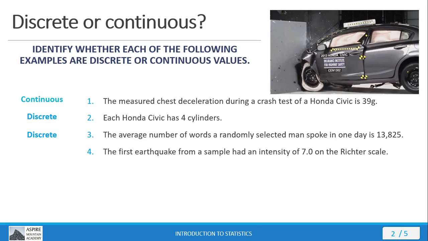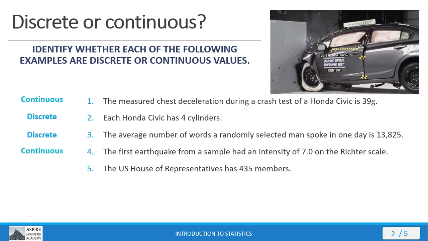Let's try this one. The first earthquake from a sample had an intensity of 7.0 on the Richter scale. Is this discrete or continuous data? I'll give you a moment. Well, this is an example of continuous data. The value that you could have could be a whole number, but it's not typically described as a whole number. 7.0 is the same as 7, which is a whole number, but this could be 7.1, 7.2, or 7.3, or any value in between 7 and 8, or between any other two whole numbers. Because parts as well as wholes describe our data, here we have continuous data.